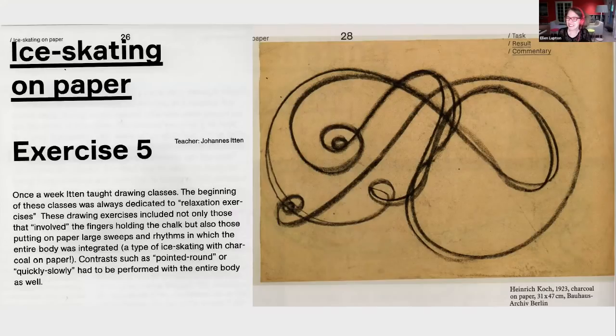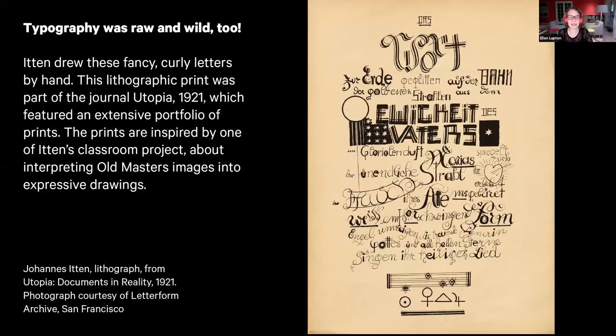So it's kind of cool, and maybe not what you think of. If you hear the word Bauhaus, you might think of circles, squares, and triangles, but actually the origin of the school is much more physical, much more raw, and much more expressive. And there was typography and lettering in these early years of the Bauhaus.